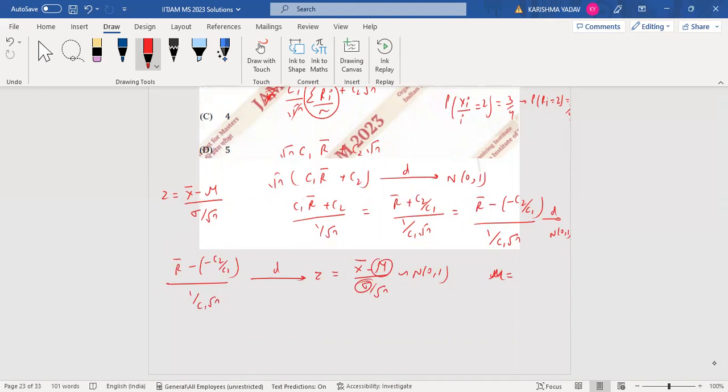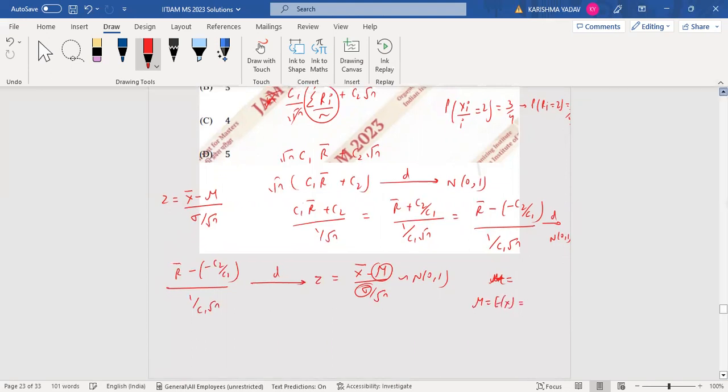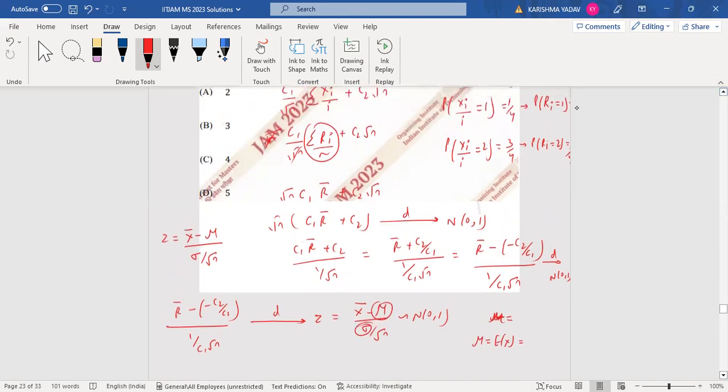Now we have to find the mean and variance of this R bar. What will be the mean? If I want to find the mean, then mu is equal to the expectation of x. We have probability Ri equals 1 is 1 by 4, and probability Ri equals 2 is 3 by 4. The expectation of x is x into p of x, right? Applying this, we have 1 into 1 by 4 plus 2 into 3 by 4, so the mean would be 7 by 4.